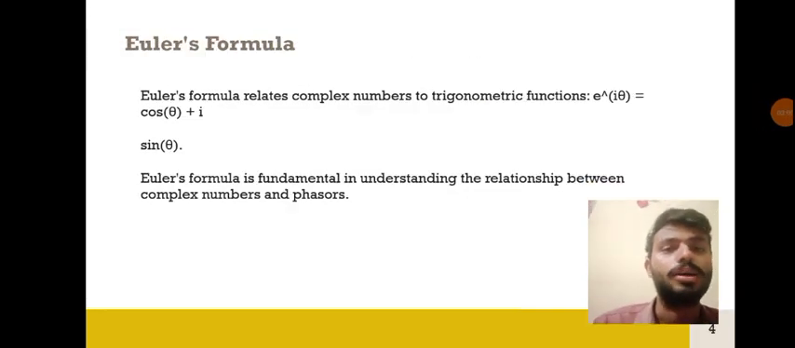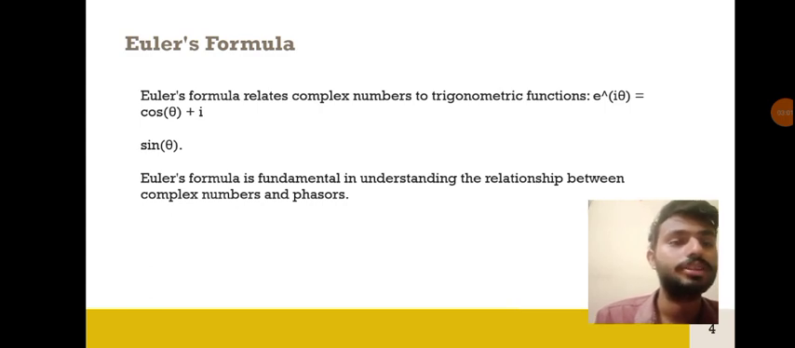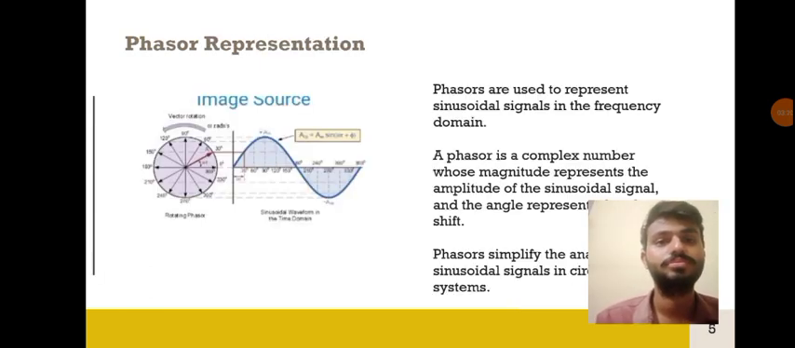Euler's formula. Euler's formula relates complex numbers to trigonometric functions: e to the i theta equal to cos theta plus i sin theta. It is a fundamental formula for understanding the relationship between complex numbers and phasors.